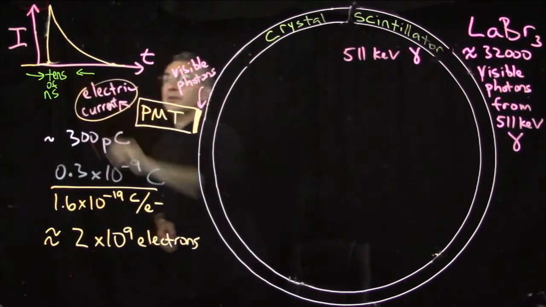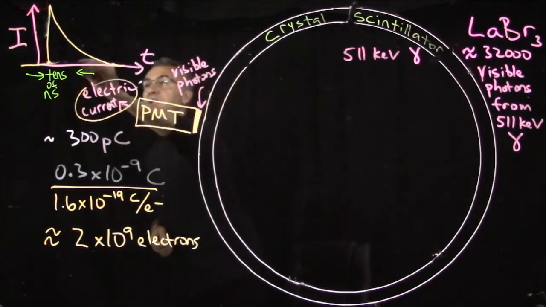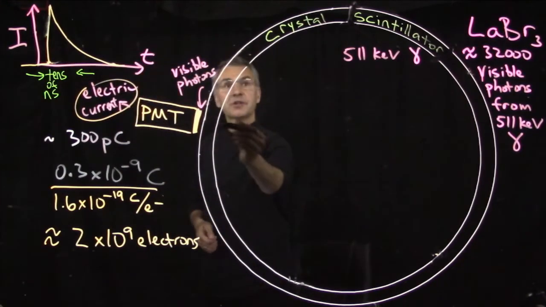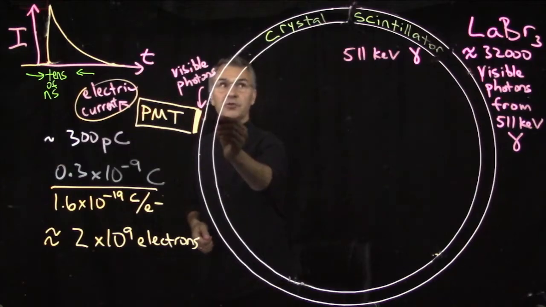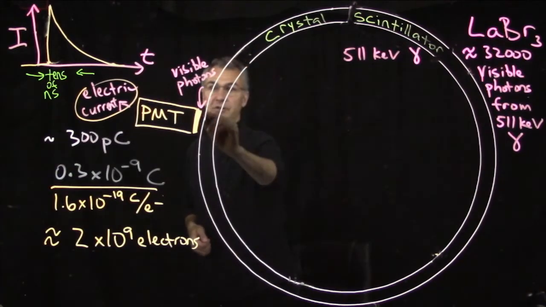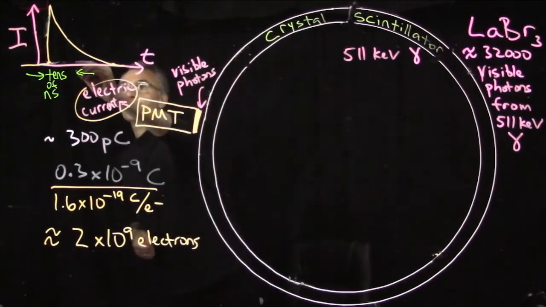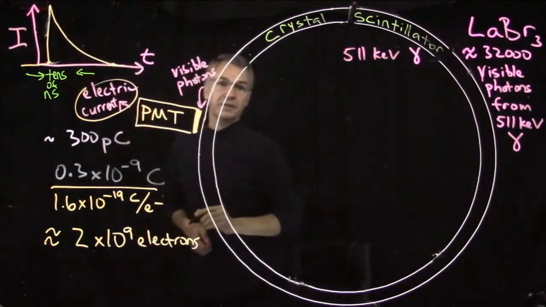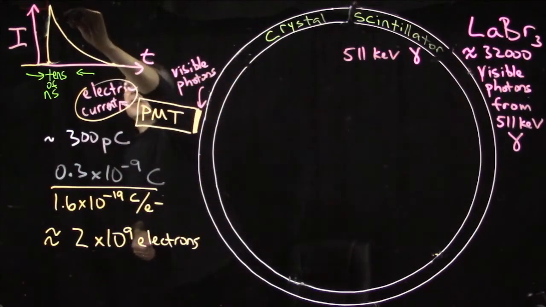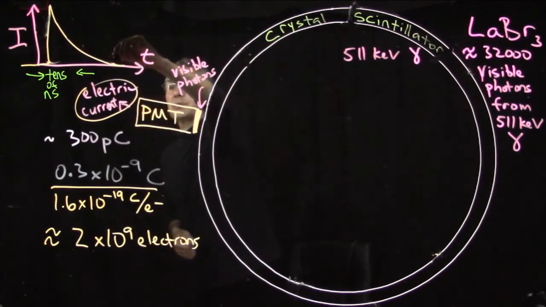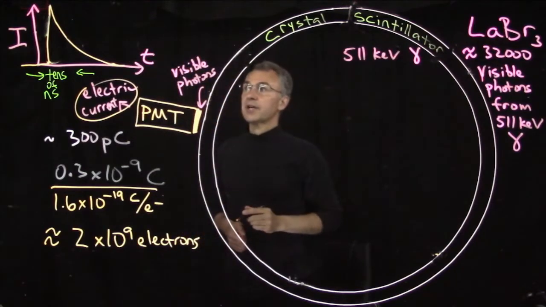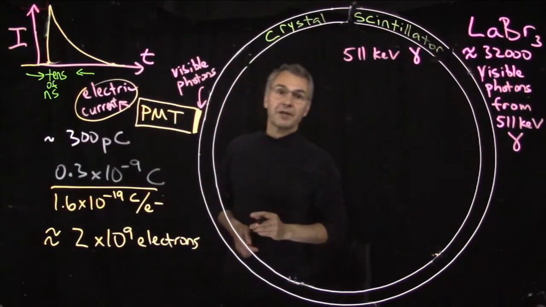So if we were to make a graph of this electric current as a function of time, so we'll use capital I for current and T for time, you would see that shortly after the passage of the X-ray through the scintillating crystal and the subsequent passage of visible photons into the photomultiplier tube, we would see a pulse of current which rises very quickly in a fraction of a nanosecond and which then falls off with the shape of a falling exponential with a time constant of maybe 25 nanoseconds.